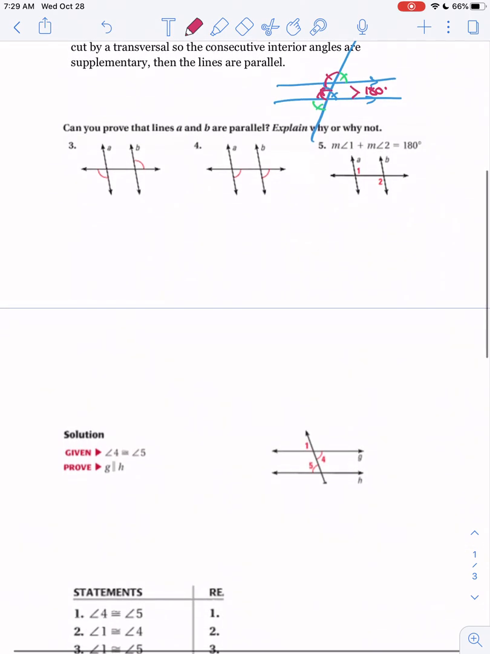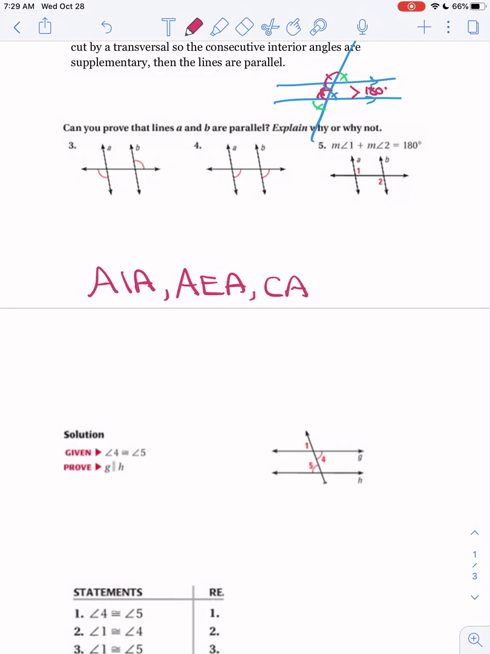So let's try some. Just as a reminder, we have four choices. We have to know that alternate interior angles, alternate exterior angles, or corresponding angles are congruent, or we can say that consecutive interior angles are supplementary. If we have one of those four items, then we know for sure that the lines are parallel. So the first exercise is, can you prove the lines A and B are parallel?